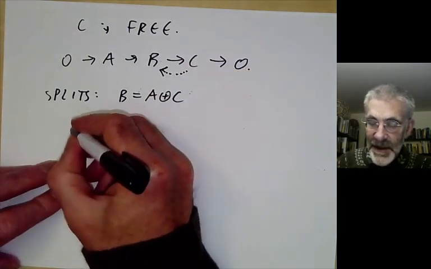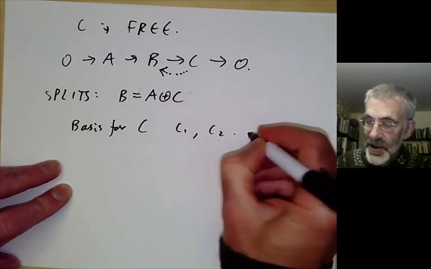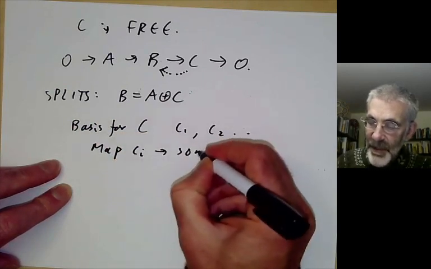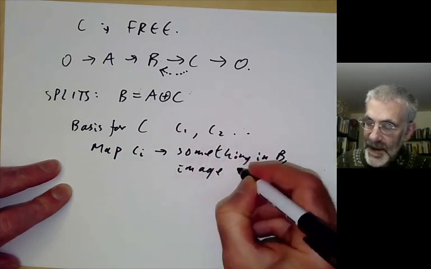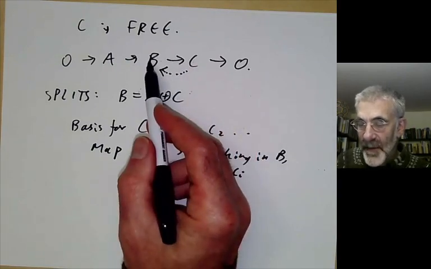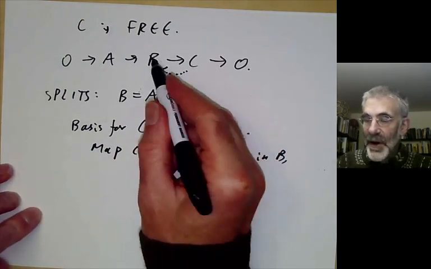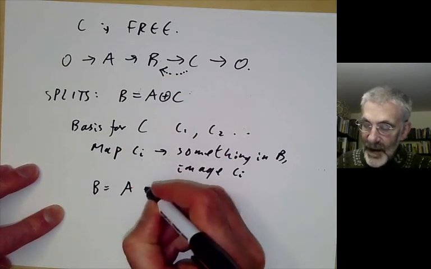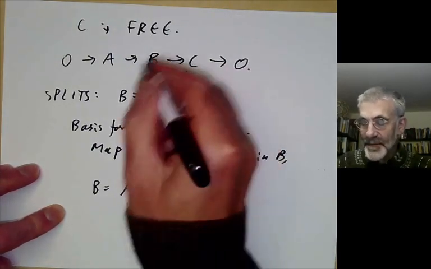And this follows easily. Let's take a basis for C consisting of elements C1, C2, and so on. And you can map Ci to something in B with image Ci. And since C is free on these, this defines a map from C to B, and you can easily check that it has the appropriate properties. And if you've got a map going the other way, then B splits. B is equal to the image of A plus the image of C under this map F, say.